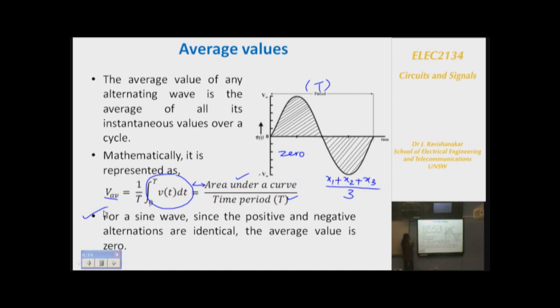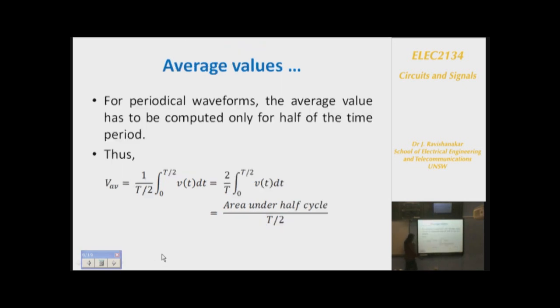Now we know that for an AC signal the average value is 0, which means we should find some other way to calculate the average value. In the case of an AC waveform for which the positive and the negative halves are exactly symmetrical to each other, we may have to compute the average value only for half the time period, that is for a time of T by 2. That means we are taking only one half of the cycle. So here we take only this half cycle and we will calculate the average value for this period alone. Therefore, we have the area under half the cycle divided by T by 2, or in mathematical form, 1 by T by 2 integral 0 to T by 2 V of t dt, or 2 by T integral 0 to T by 2 V of t dt.